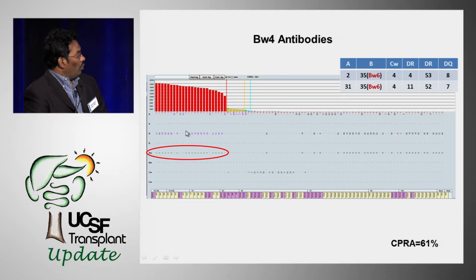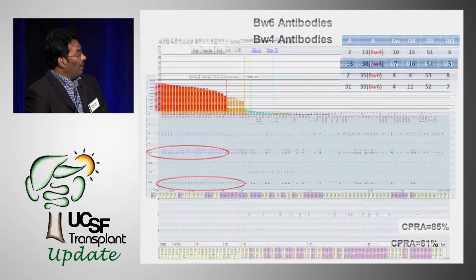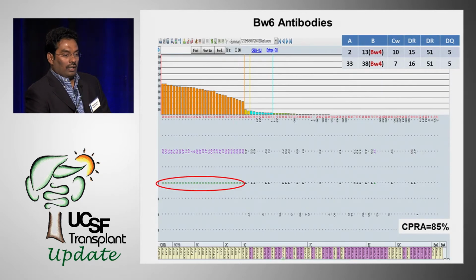Basically, this is only one HLA antibody, the BW4 antibody. The antibody binds to that particular epitope shared by all these HLA proteins. So the calculated PRA would be 61%. If the patient has this kind of antibody, he needs to avoid 61% of the UNOS donors. BW6 is another very broadly present epitope, which avoids 80% of the donors in the UNOS list.